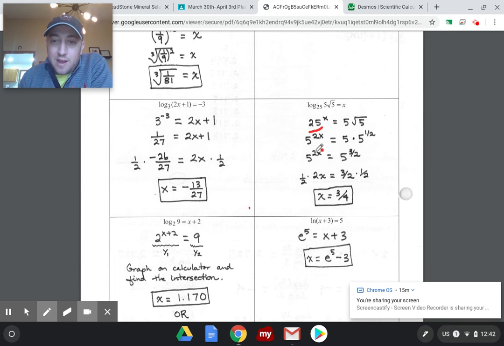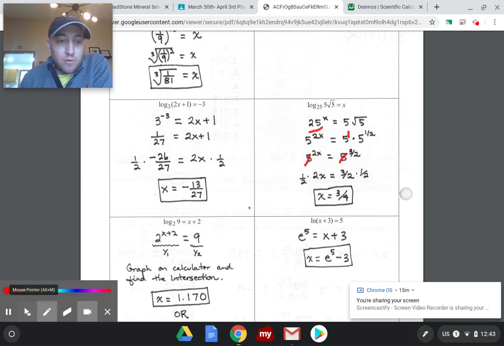On the right-hand side, 5 times radical 5, square root of 5 is rewritten as 5 to the 1/2 power. So you have 5 to the first times 5 to the 1/2. When you are multiplying two things together with the same base, you add the exponents. So we end up with 5 to the 2x power is equal to 5 to the 3/2 power. And you'd want to drop the base out of the equation at this point and set the exponents equal to each other. 2x is equal to 3/2, and then they just multiply both sides by 1/2. And then there's your answer, 3/4.